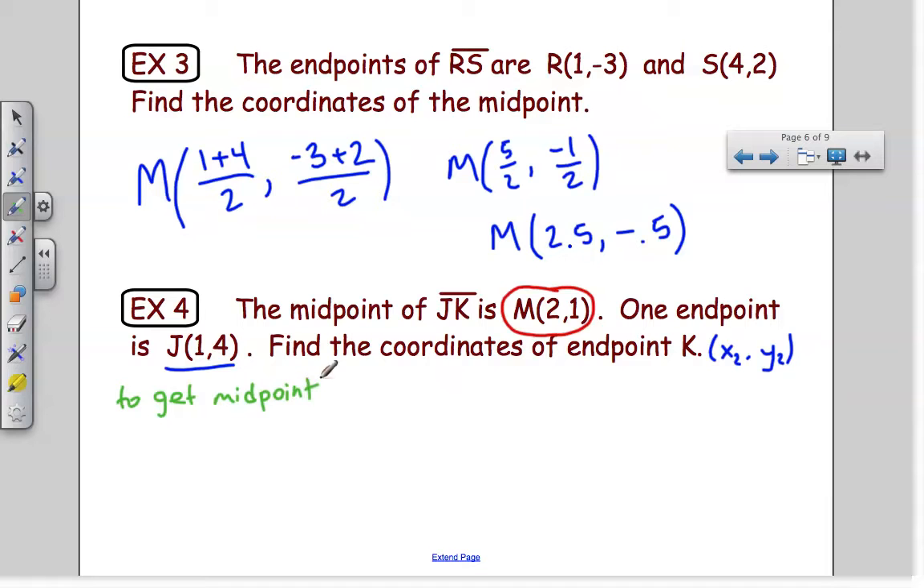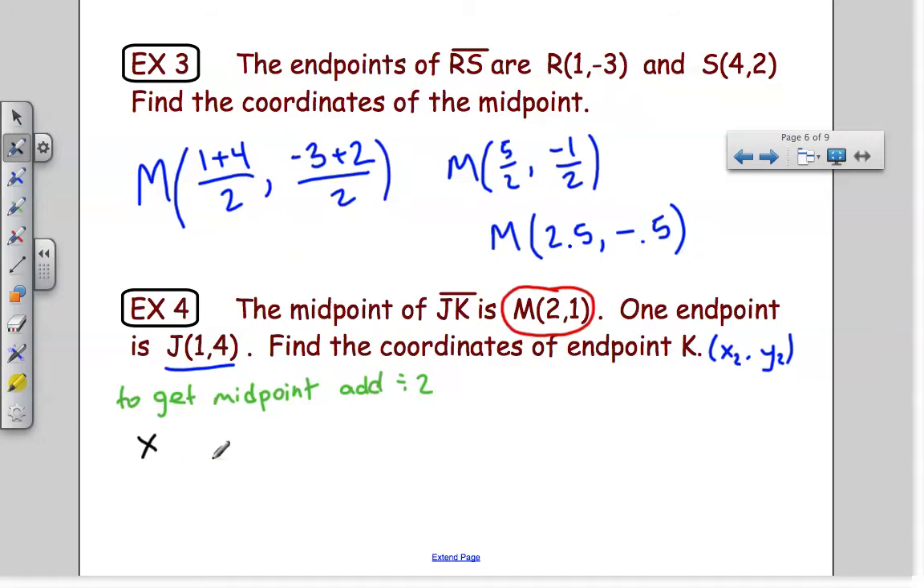Don't you add x's and divide by 2? And don't you add y's, divide by 2? So I'm thinking, let's start out and just think about x's. I would add the x's, divide by 2. What is the x? This is an endpoint, right? I don't know the other endpoint.